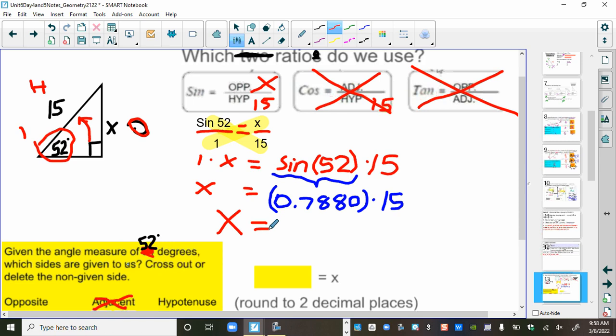So if we multiply these two numbers, so sine of 52, which is 0.7880 times 15, what do we get? 11.820. All right, 11.820. And then Valerie, you said, couldn't we just multiply sine of 52 times 15 in our calculator? You can. You'll get the same result in the end. But that's basically how we get this done.